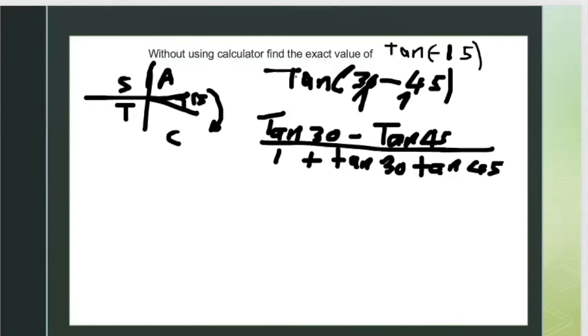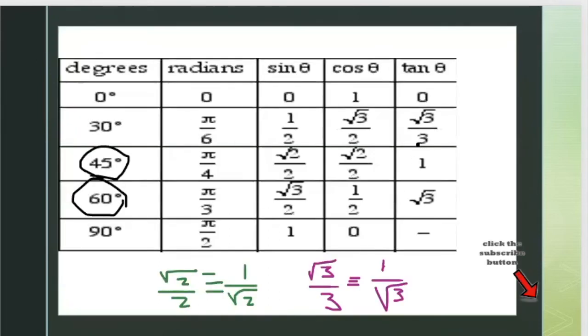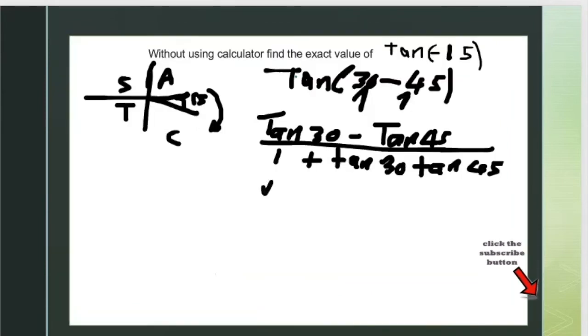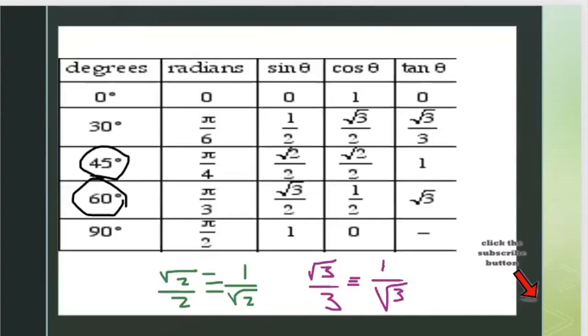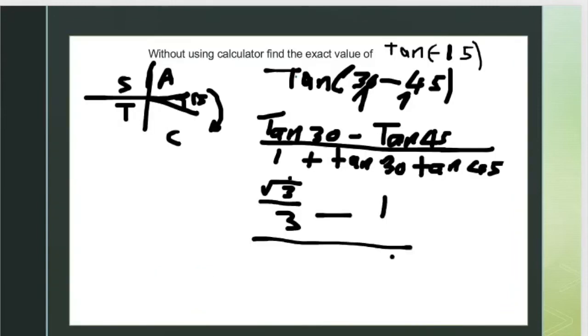Now, tan 30 is root 3 over 3. So I'm going to write this as root 3 over 3. And then tan 45, so this is a tan column, and 45 would be here. So tan 45 is 1. In the denominator, I'll have 1 plus tan 30. Remember, it's 1 times tan 45. So that's root 3 over 3.